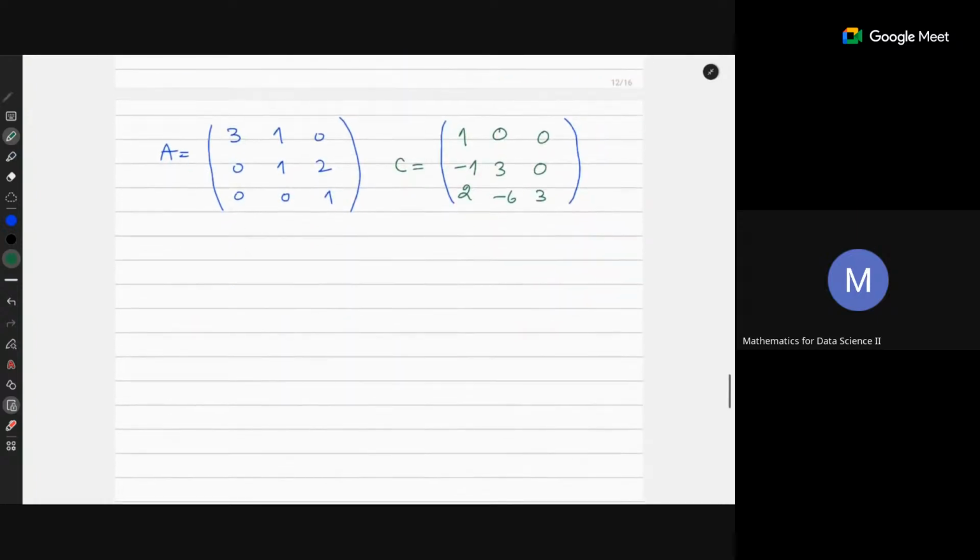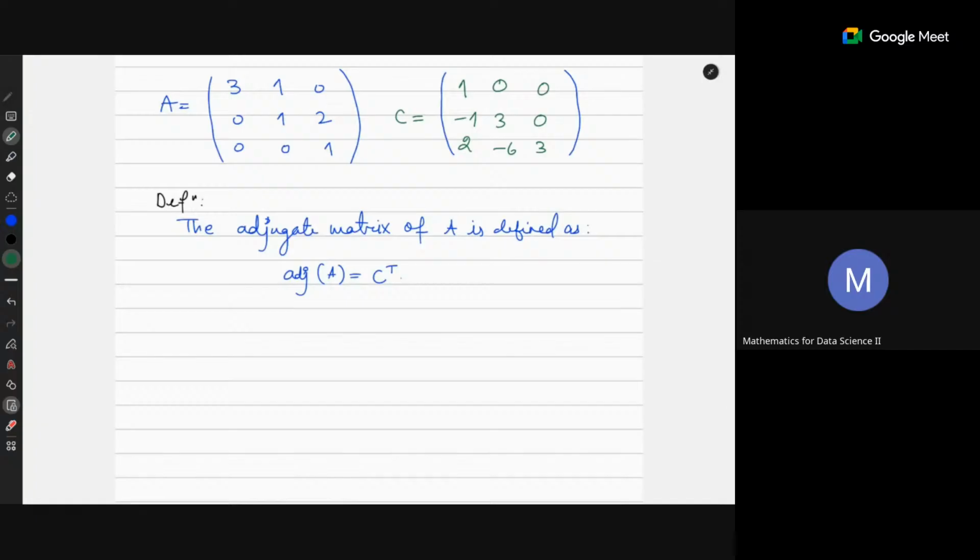So now let's see what the adjugate matrix is. Let's define it. The adjugate matrix of A is defined as: adjugate of A is equal to C transpose. Okay.